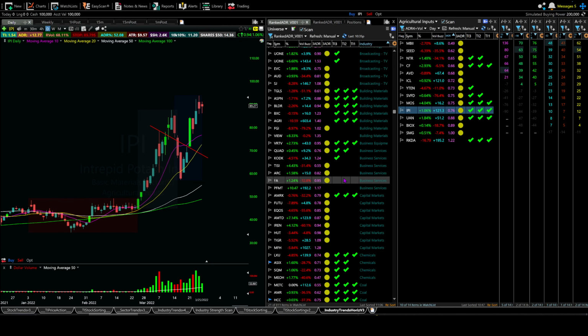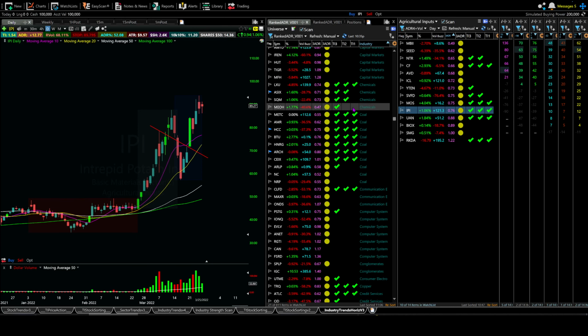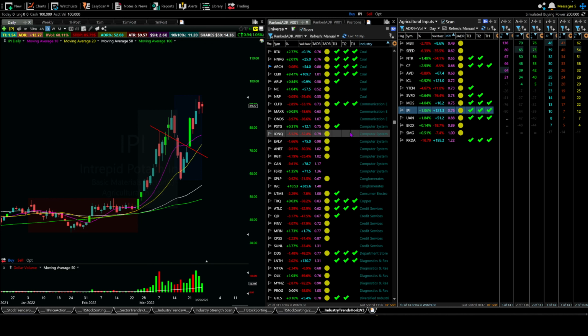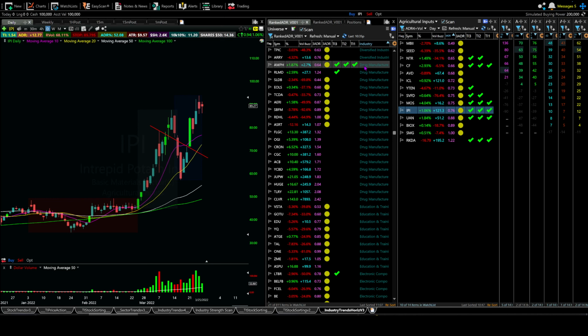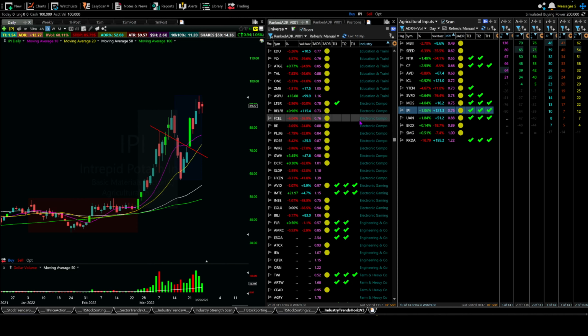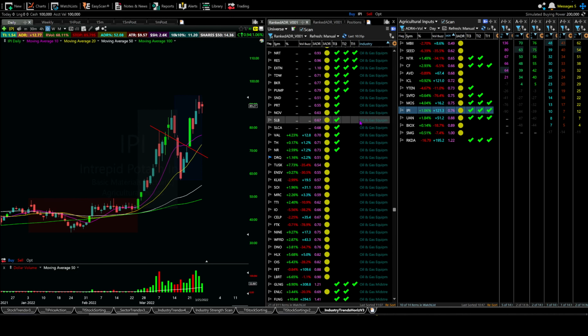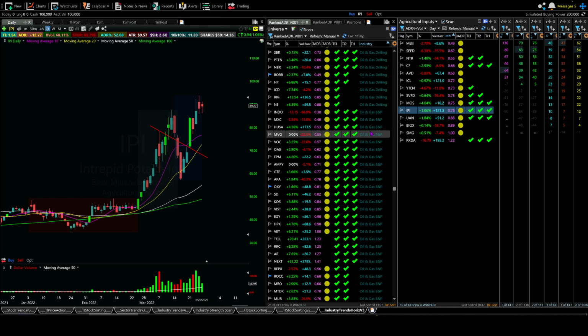You can go down and look at all these things, and it gives you a good idea also about industry strength. Because you can see some industries have very few check marks. For example, drug manufacturing. You can quickly see that. And you can see some, I already know, oil and gas. Let's look at all these check marks. It's check mark mania here. So that's a big clue there.